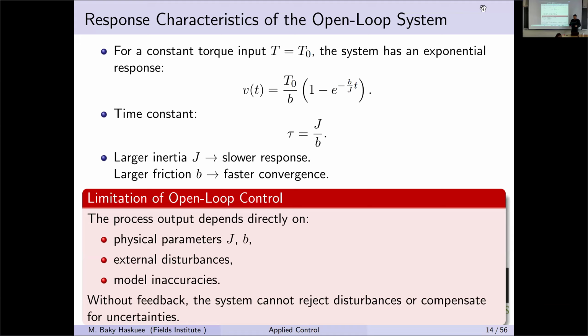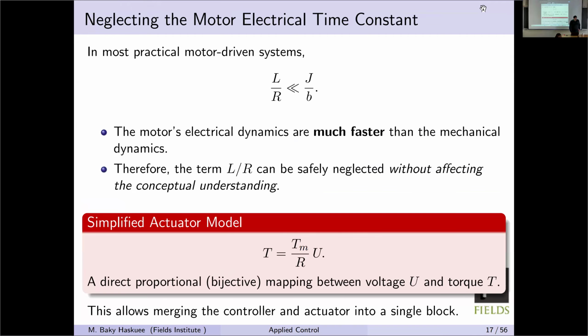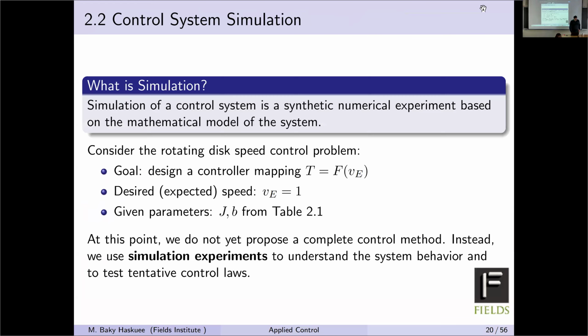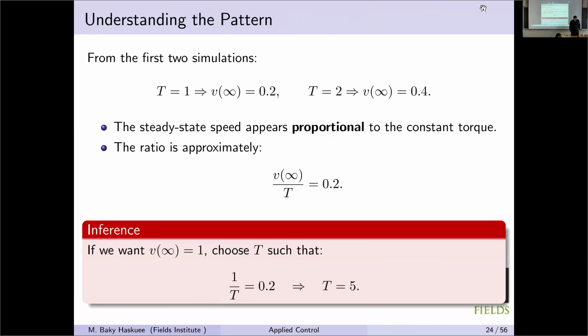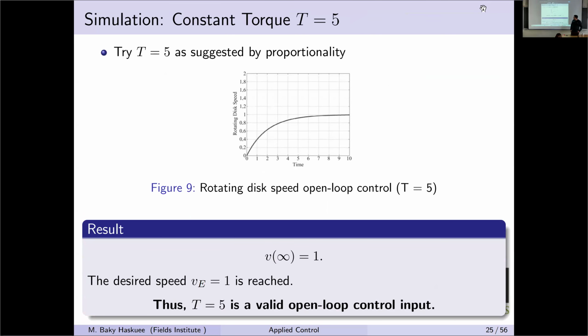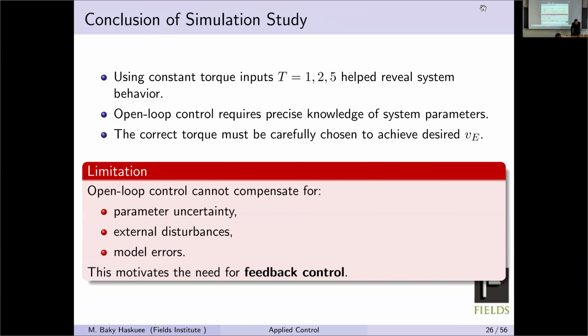Then, in that case, the speed of the disk will be equal to the expected speed. Yeah, this is the final result that T equal to 5 is a valid open loop control input, okay? So in that case, the speed of this will reach the expected speed after 10 minutes. So is it enough? Maybe you conclude that it is okay.